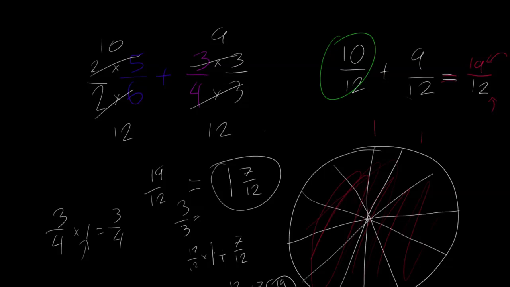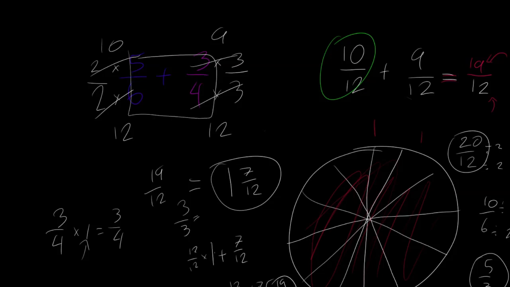If we had something like 20 over 12, we could simplify this. We could divide both the numerator and denominator by 2, and we would get 10 over 6. And then do that again, and then we would get 5 over 3. So then 20 over 12 is equal to 5 over 3. But we don't have that. We have 5 over 6 plus 3 over 4, which is equal to 19 over 12, or 1 and 7/12.